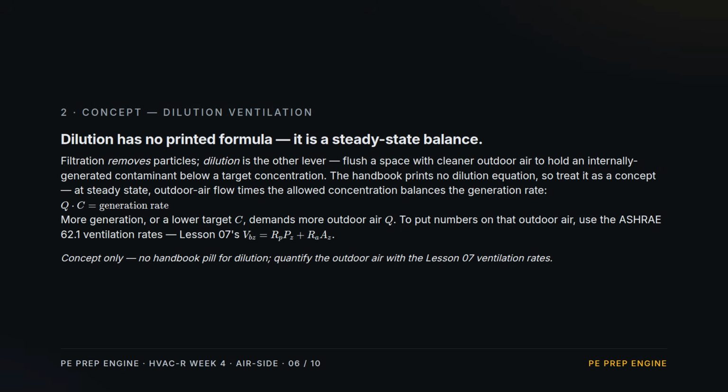Concept 4. Dilution. Filtration removes particles. Dilution is the other lever. Flush a space with cleaner outdoor air to hold an internally generated contaminant below a target. The Handbook prints no dilution equation, so treat it as a concept. At steady state, outdoor airflow times the allowed concentration balances the generation rate. More generation, or a lower target, demands more outdoor air. To put numbers on that air, use the ventilation rates from Lesson 7.